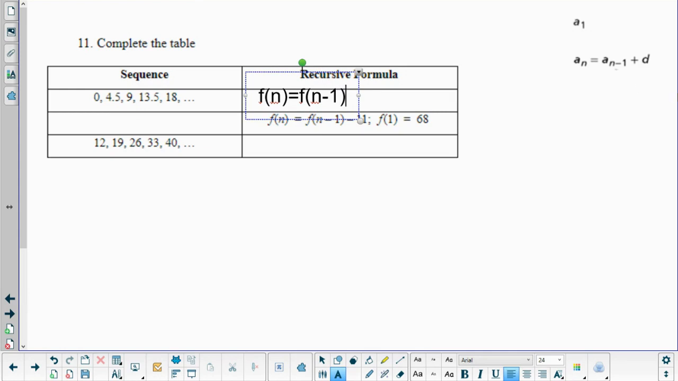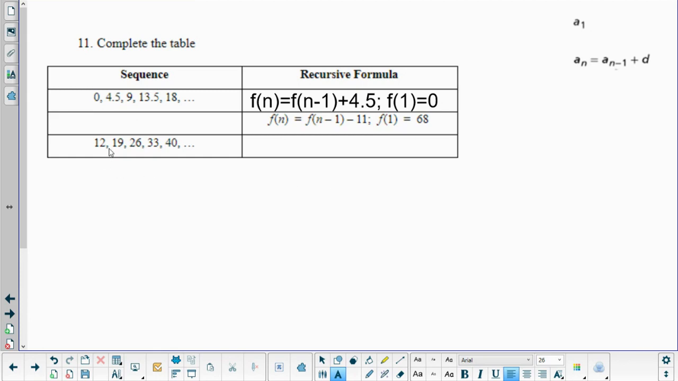And then if you look, we have our common difference. So we have to decide what is happening between each one of these. To get from 0 to 4.5, we're adding 4.5. And that is the common difference between each one. So that would be what our second line would look like. Now they want us to also put down what the first line would be. So what is the first term in our sequence? Well, if we look over here, our first term is 0. So I'm going to say f of 1 equals 0. So I have my actual formula, and then I have my first term in the sequence.